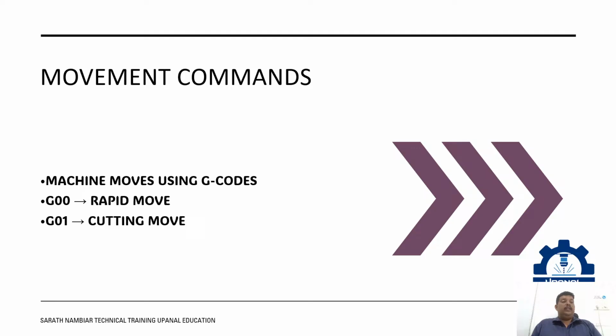There are two main ways of movement, G00 and G01. What are these? Simple. G00 is fast movement without any cut, like for example moving in the air. And G01 is the cutting movement, a movement where it will take the cut and go. So one is for positioning and the other one is for machining. Let's understand both clearly. So G00.